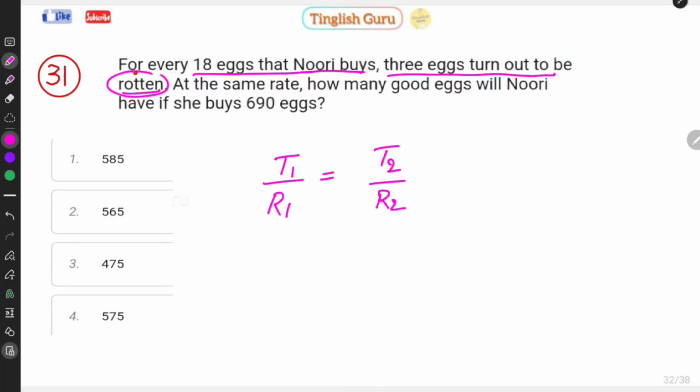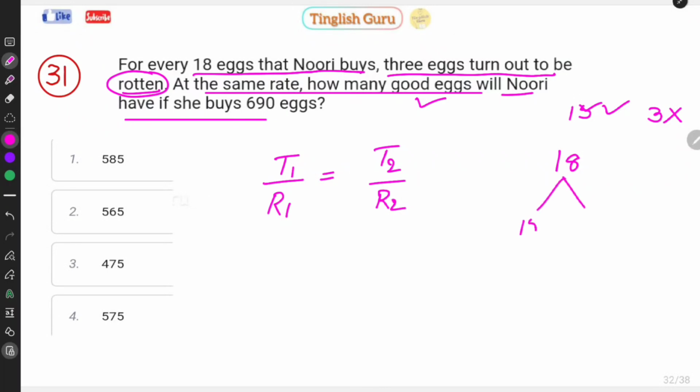So 3 eggs are rotten, means 15 eggs are good and 3 eggs are rotten. At the same time, how many good eggs will Noori have to buy if she buys 690 eggs? Say she bought 18 eggs and 15 eggs are good and 3 eggs are rotten. Now she has bought 690 eggs. So how many eggs will be good and how many eggs will be rotten?